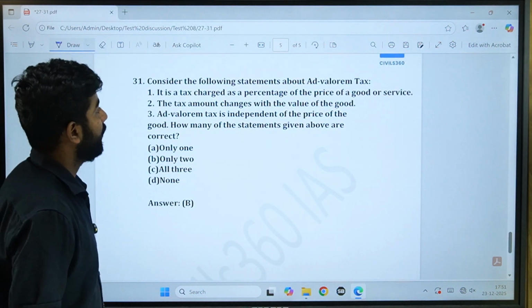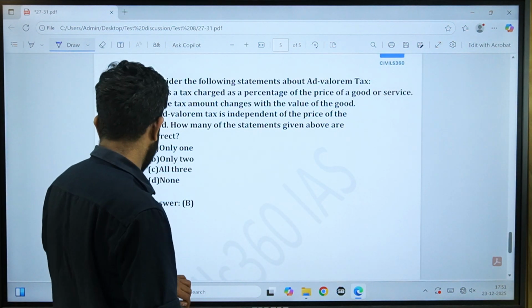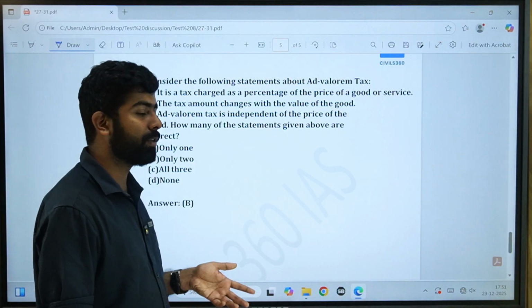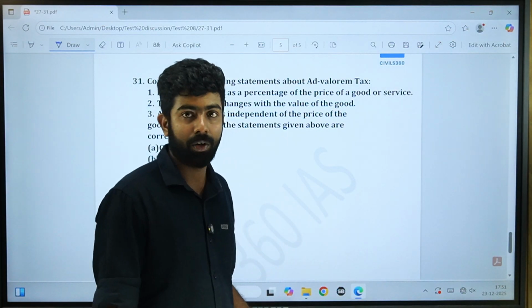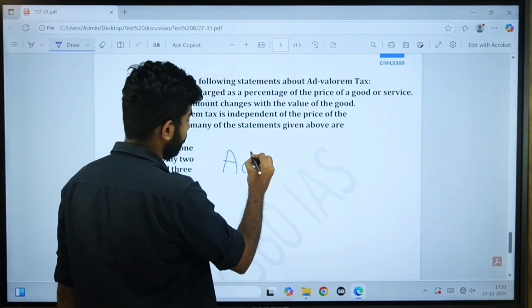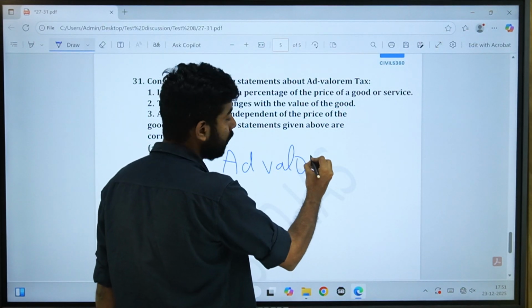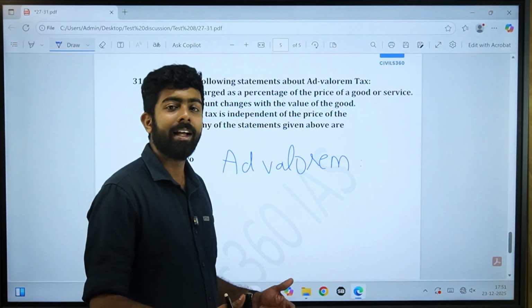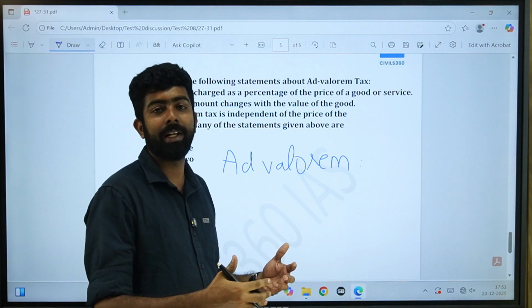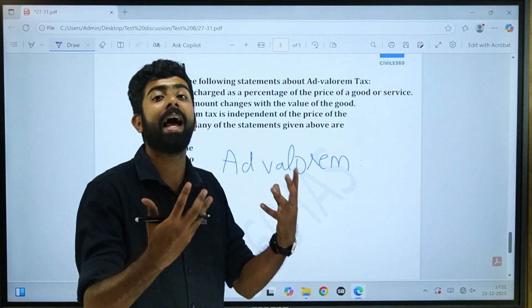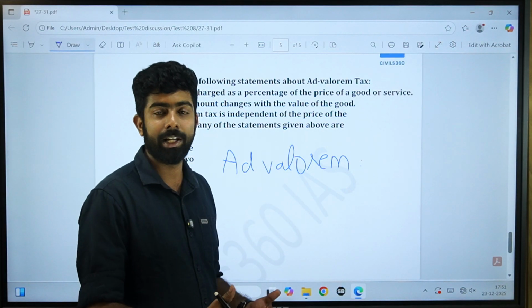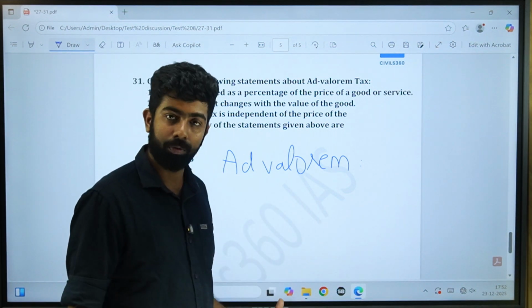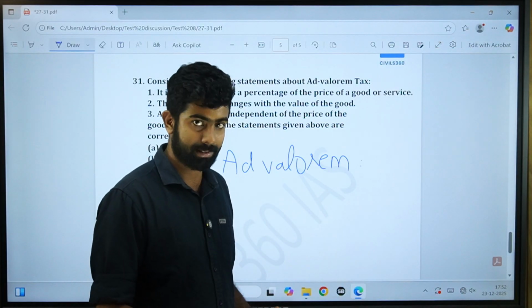The next question is regarding ad valorem tax. Ad valorem tax is actually different from specific taxes. Ad valorem is a Latin word. It means the tax is in proportion to the value. So if you buy a higher value of goods, you need to pay a higher tax.